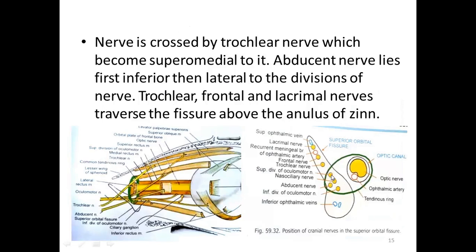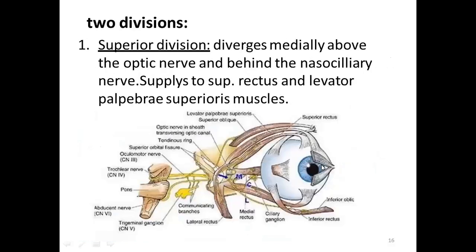oculomotor nerve divisions, the superior division and the inferior division. In between them, the nasociliary nerve and abducens nerve. Here we can find the trochlear nerve.